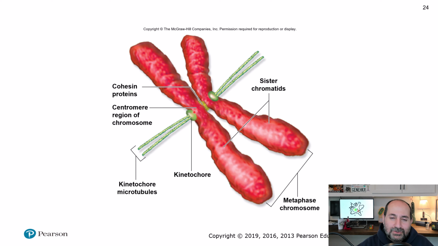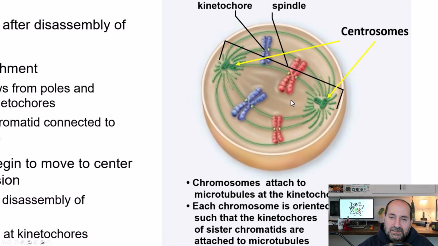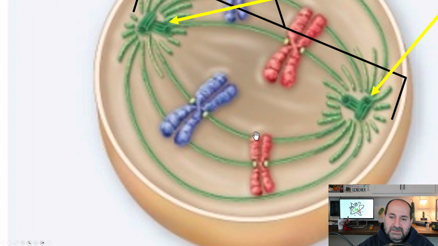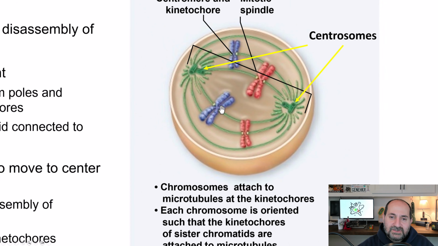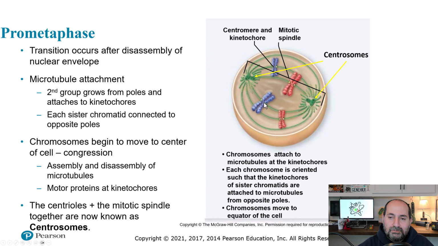So what happens during prometaphase is that there's this docking that happens. Microtubules attach to kinetochores on the sister chromatid pairs. And look at this. One sister is connected to one centrosome via microtubule, and the other sister is connected to the other centrosome via microtubule. So each sister is connected to the opposite end of the cell, right? And those sisters begin to make their way to the center of the cell.